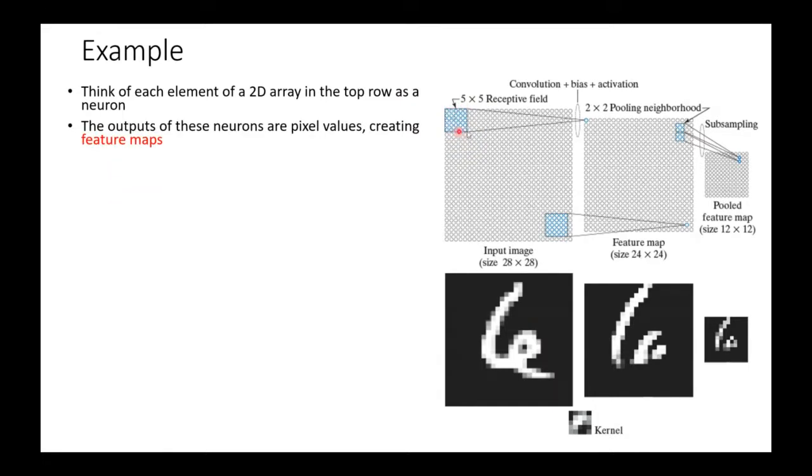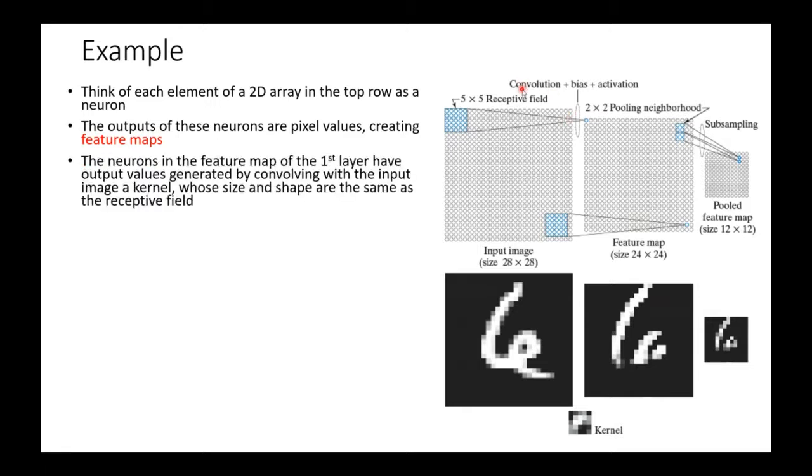The output of these neurons are pixel values creating the feature map. So that's the convolution. Imagine that the convolution is the input to a neuron, and your neuron is going to output a value that's a pixel in the feature map. The neurons in the feature map of the first layer have output values generated by convolving, as I'm saying, the image kernel whose size and shape are the same as the receptive field. And that's important. So the coefficients of the kernel are learned during training.